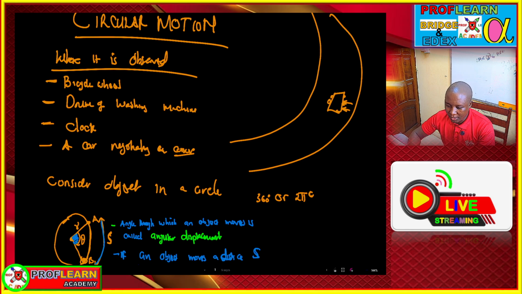Some of the instances that involve circular motion include a bicycle wheel. When a bicycle wheel is rotating, it is displaying a circular motion. A drum of a washing machine, when a washing machine has been turned on, it's going to display what we call circular motion. A clock ticking, that is an example.